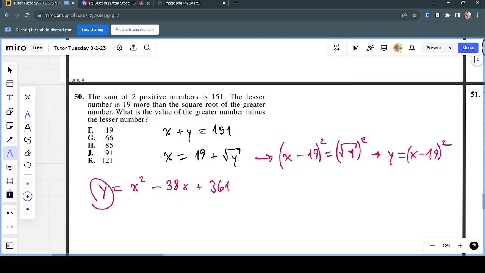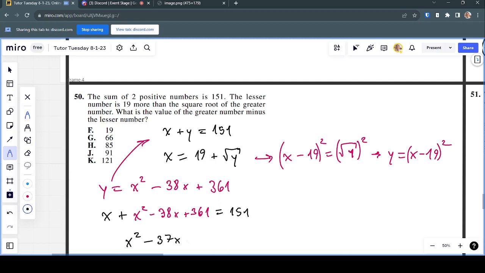And then now that I have this alternate definition for y, I can substitute it back into the original equation. And I can get x plus, let me draw it in black, x plus x squared minus 38x plus 361 equals to 151. And then if we simplify that, we're going to get x squared minus 37x plus 361 minus 151 is going to be 210.